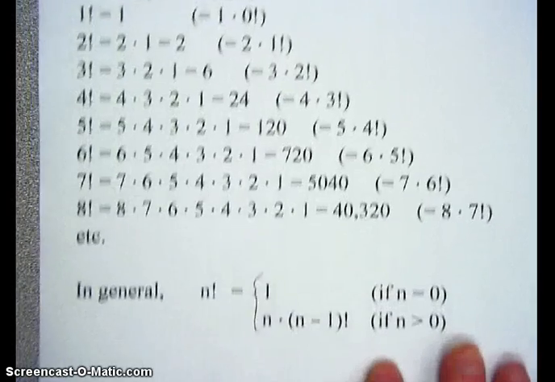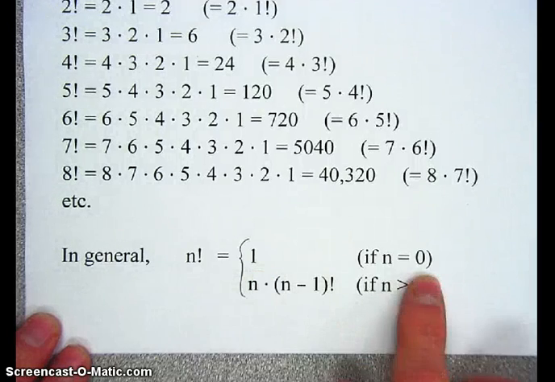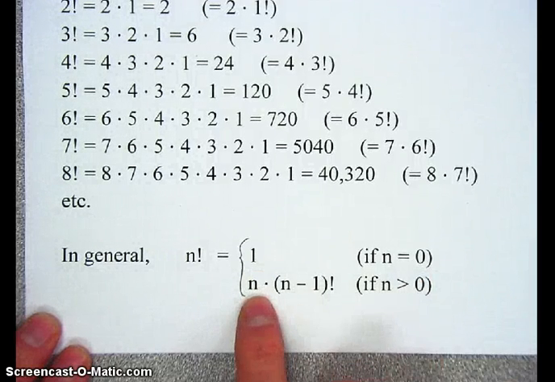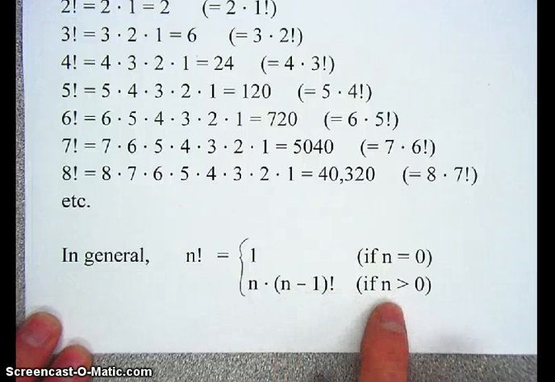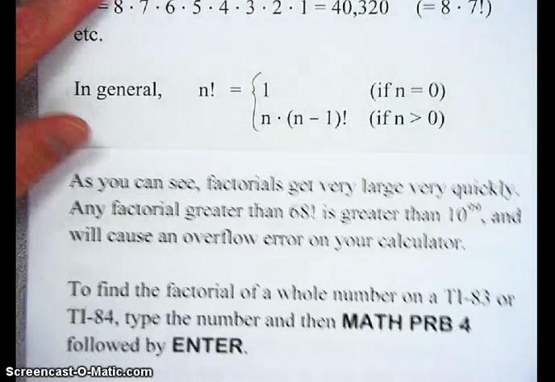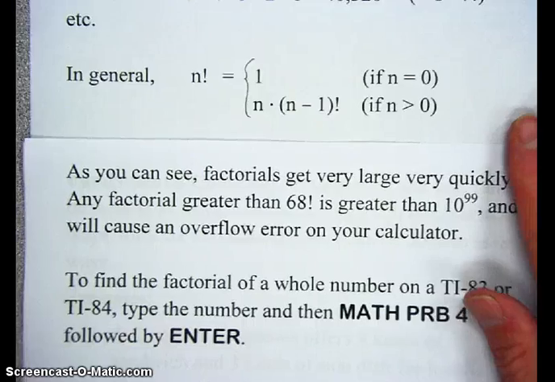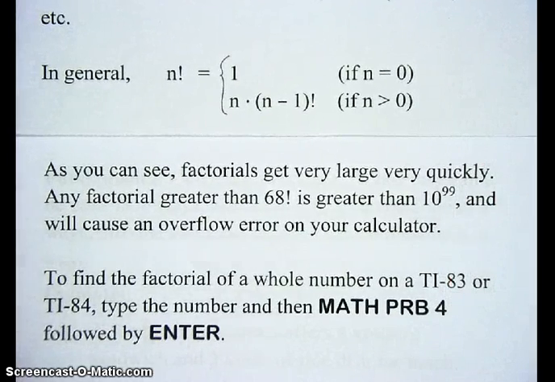Now, in general, if you want to write a recursive definition for a factorial, you could say n factorial is equal to 1 if n equals 0, and is equal to n times the previous factorial, n minus 1 factorial, if n is greater than 0. Now, these factorials get very, very big very quickly, and any factorial greater than 68 factorial is going to be greater than 10 to the 99th power. That'll overflow your calculator.